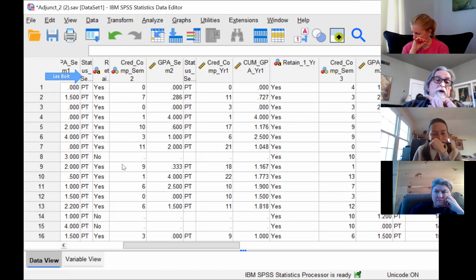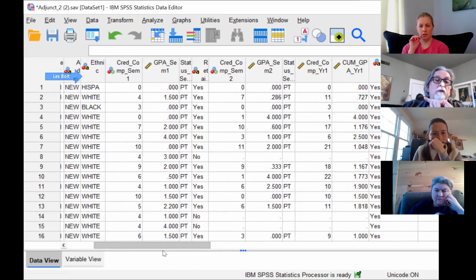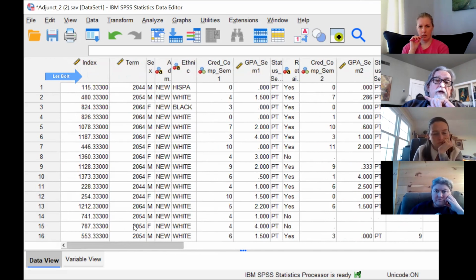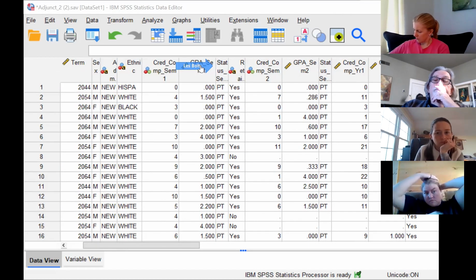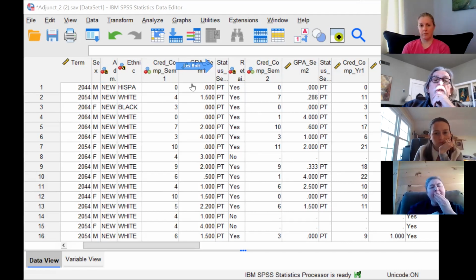Over here on the first semester, which is that first part-time, full-time status report, we're going to use that as the independent variable. And then we'll use the GPA for first semester to see whether part-time, full-time had any impact on their GPA for first semester.